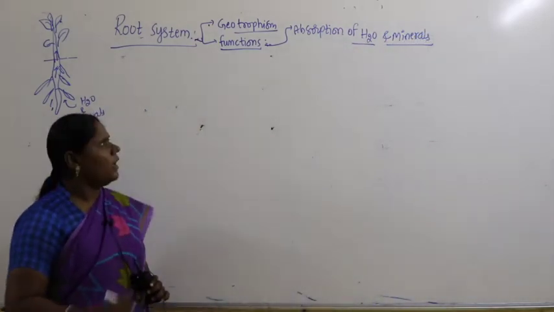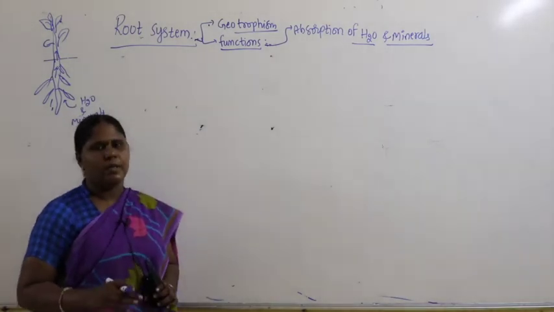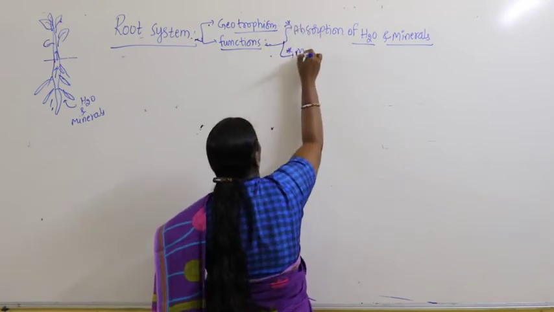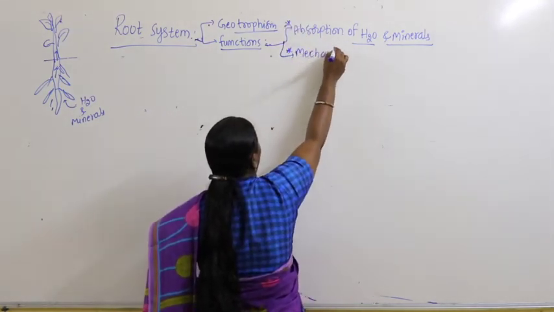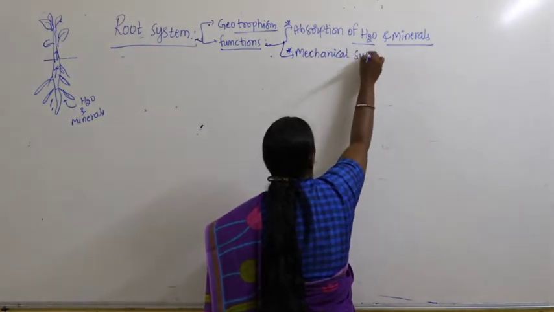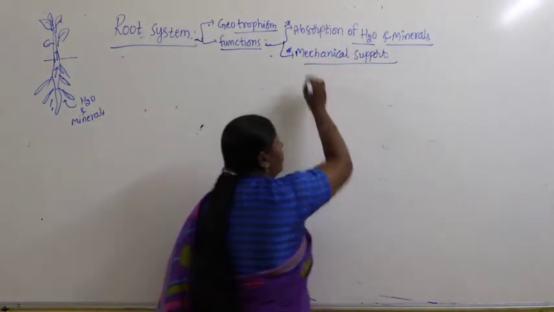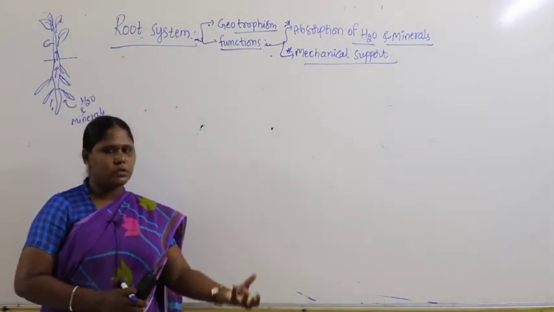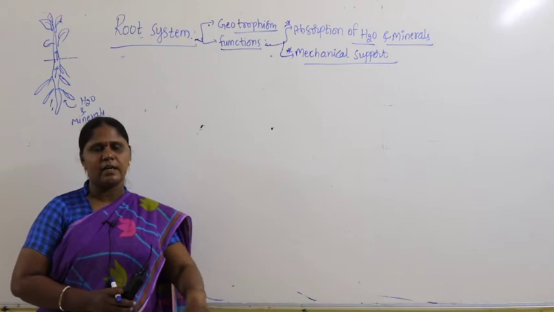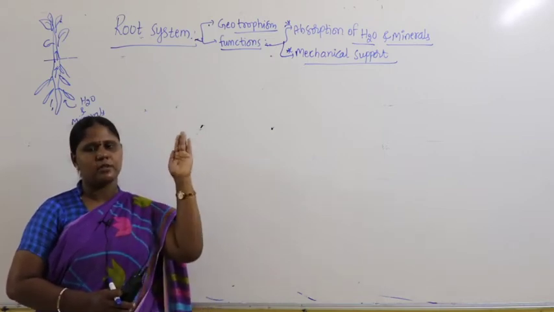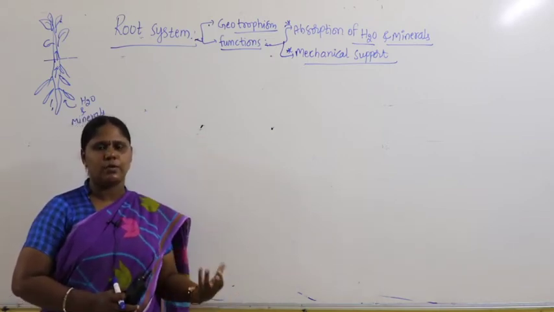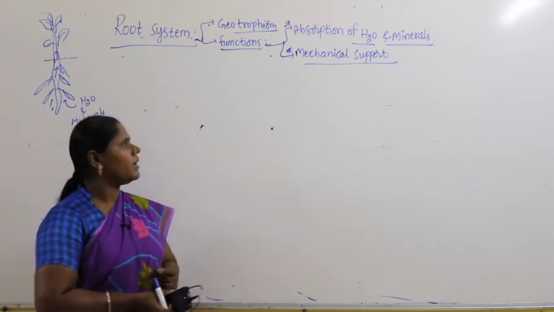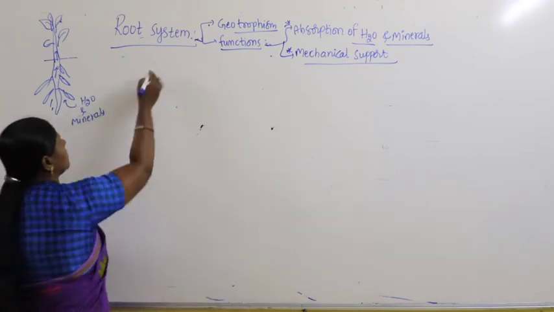The first function is absorption of water and minerals, and the second most important function is that they provide mechanical support. They make the plant stand straight in the soil. When roots penetrate so strongly and tightly into the soil, they make the plant stand straight. That means roots provide mechanical support. Right. Now, let us directly go to the types of roots.